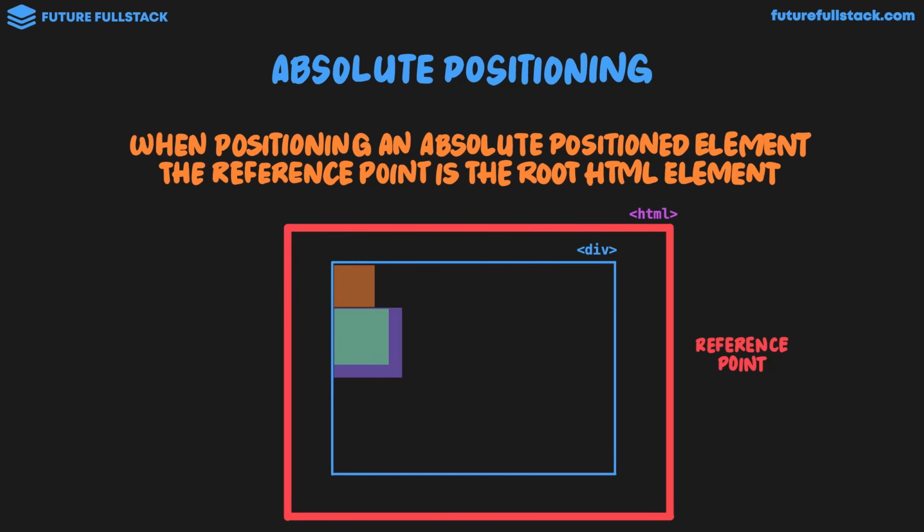So for example, if we applied a left offset of 100 pixels, this would move our green element 100 pixels away from the left edge of the HTML root element. So it would end up over here. If we applied top of 50 pixels, this would move our element 50 pixels away from the top edge of the root HTML element, in this case, effectively moving it up. So for absolutely positioned elements, we're looking at the edges of the root HTML element, whereas for relatively positioned elements, this was the top left corner of the element itself. Let's play around with this inside VS Code.